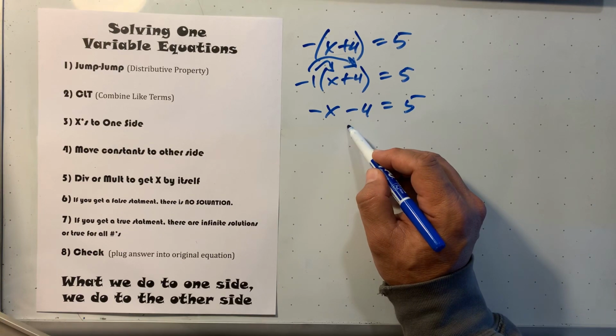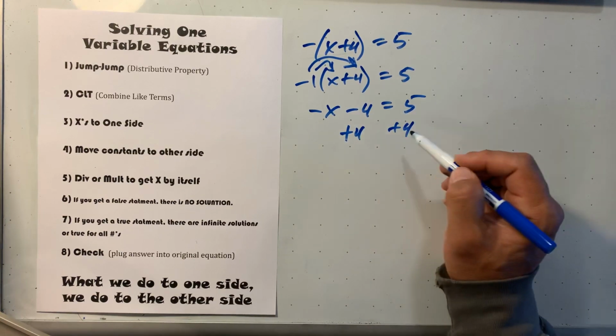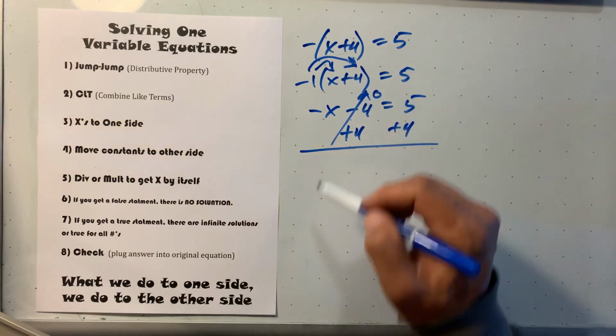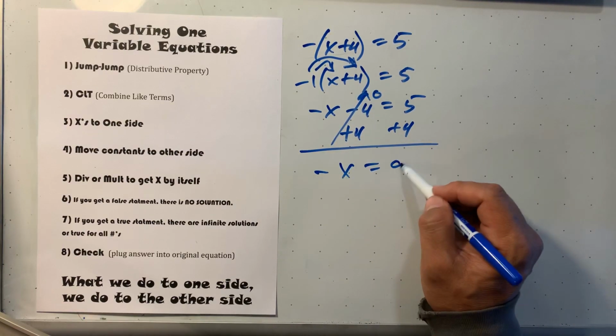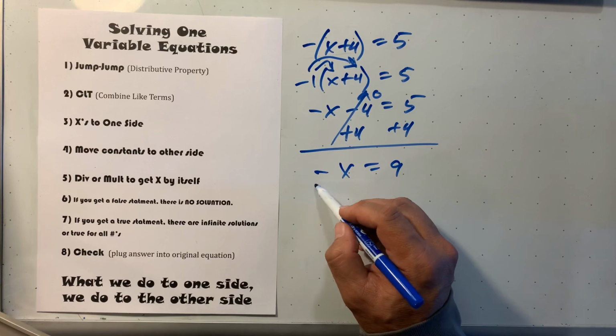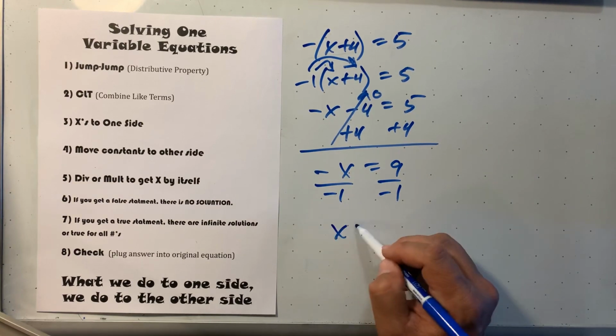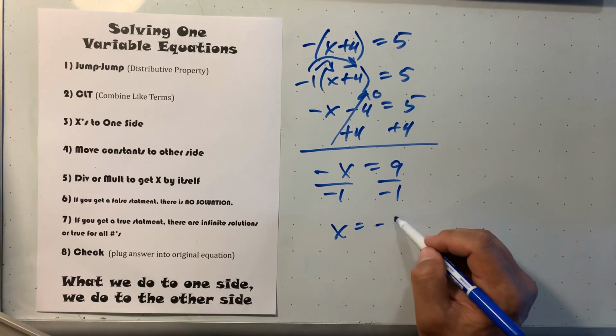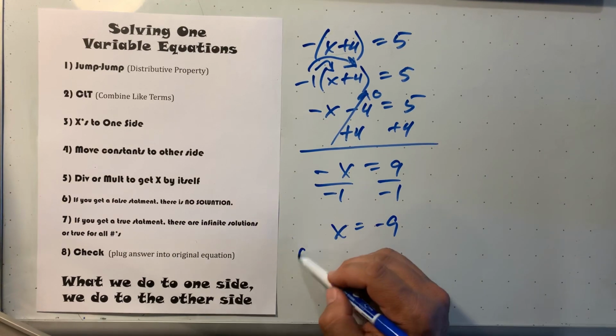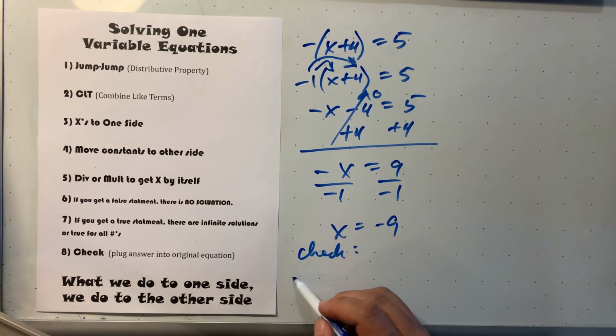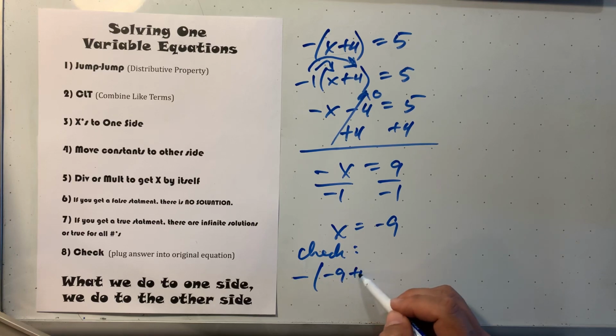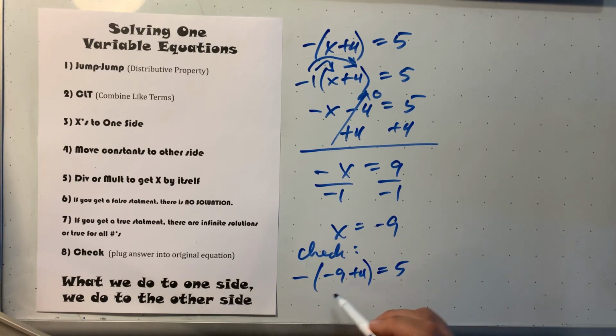Get the x term by itself, so I'll add 4 to both sides. That makes it 0. Minus x equals 9. I need to divide by -1 on both sides, so x equals -9. Do my check. Minus -9 plus 4 is equal to 5, so 5 equals 5, and I get a good check.